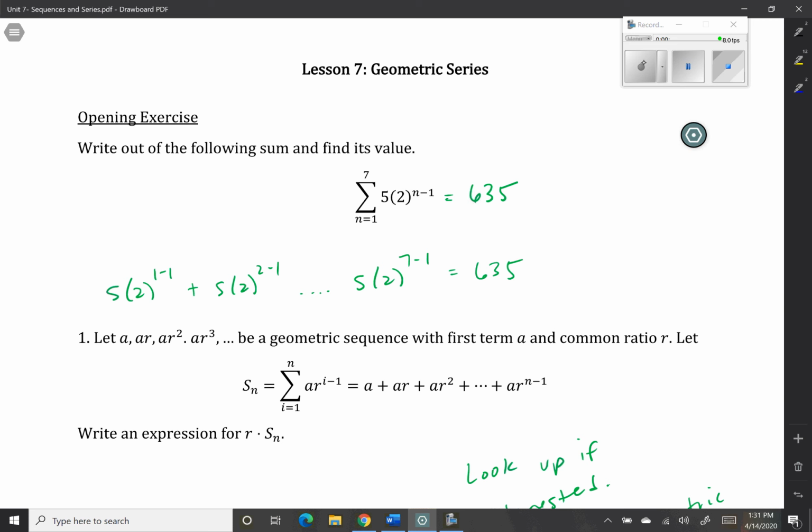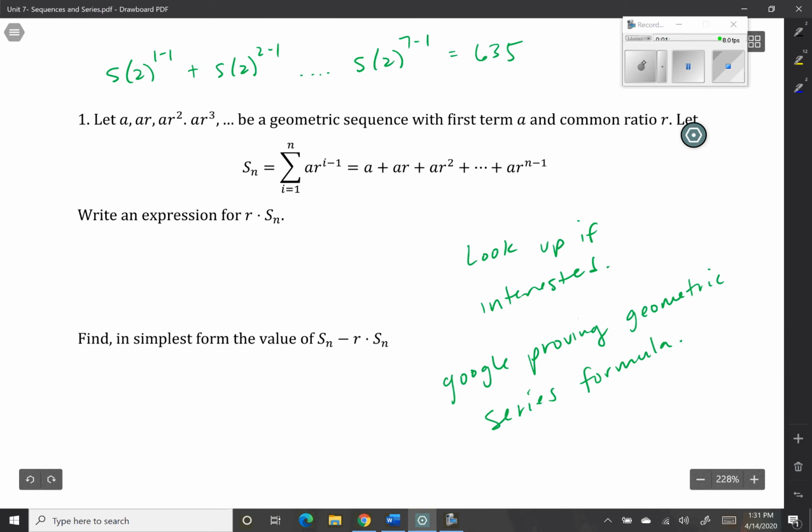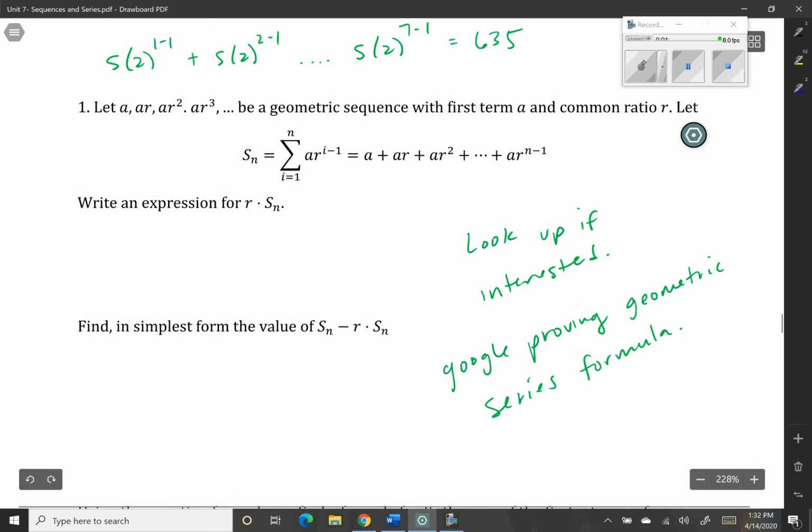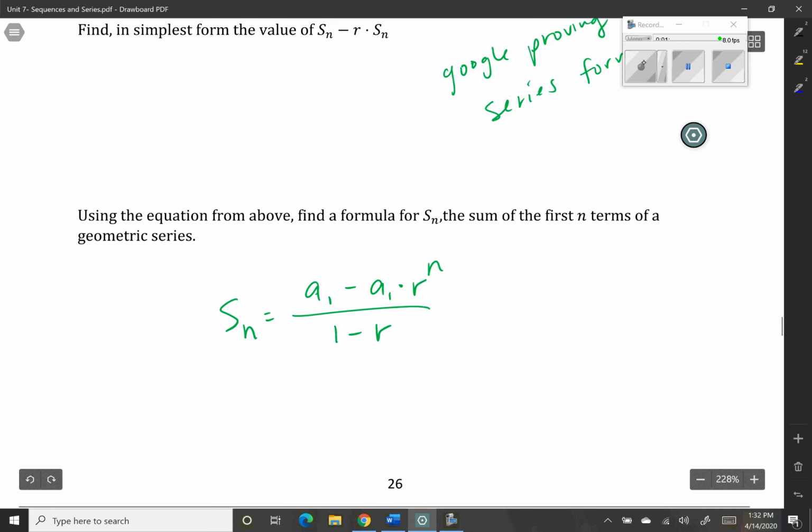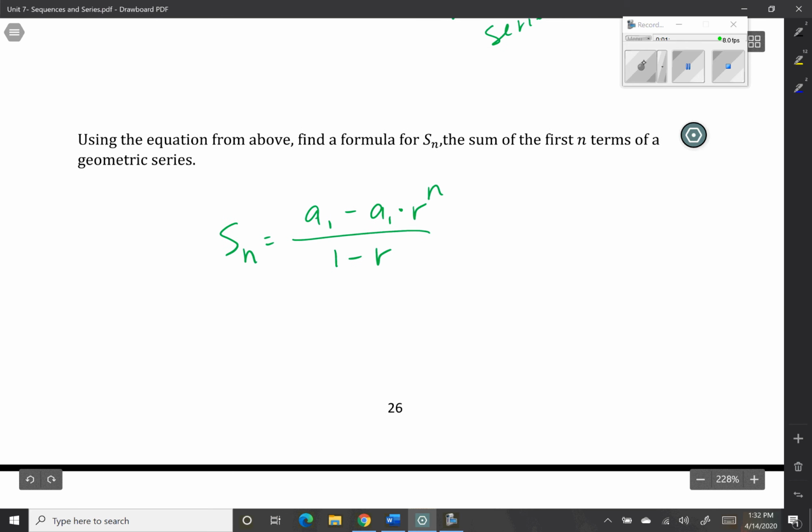So in a perfect world, in class, we go through and actually prove something in the next part of the lesson. I'm not going to do that in this video. I'm going to have you look that up if you're interested in how this equation that we're going to use on the next page works. Just Google geometric series formula, how to prove it, and it'll pop right up. It's not hard to do. But here is another form of this series formula.